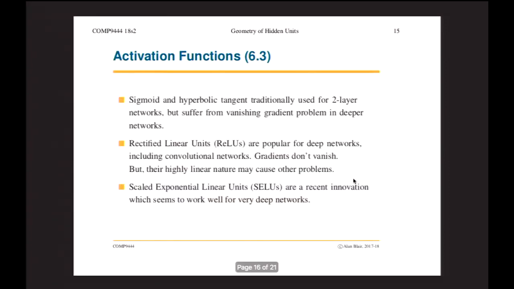Okay, so in the traditional models years ago, people used 2-layer networks with sigmoid or hyperbolic tangent. ReLUs have become much more popular these days, and people are still debating about these scaled exponential linear units. Some people say they're really good, some people aren't convinced. There's still work going on there.